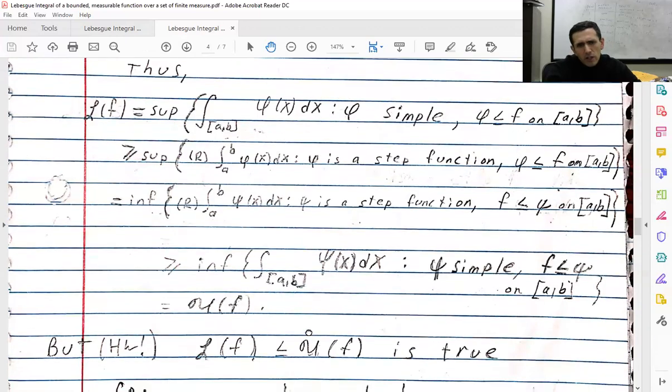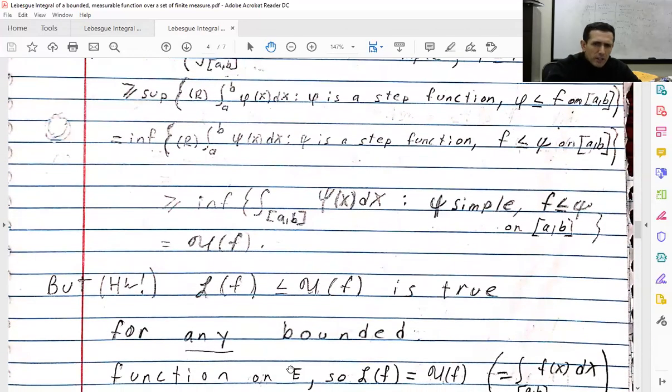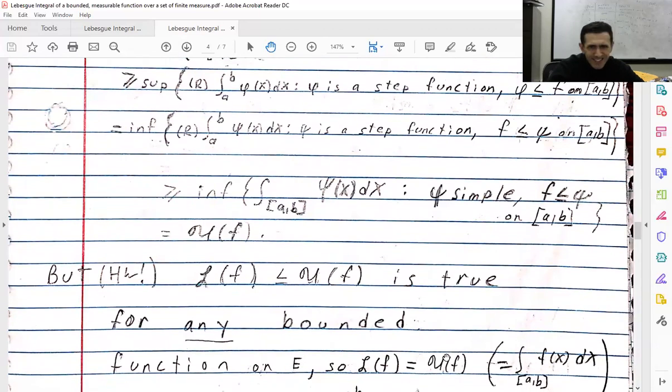Because as I mentioned, this is always true for any bounded function on E. Again, bounded function on a to b. E should be a to b here. Okay. So they're equal. And let's think about what we've actually proved here.